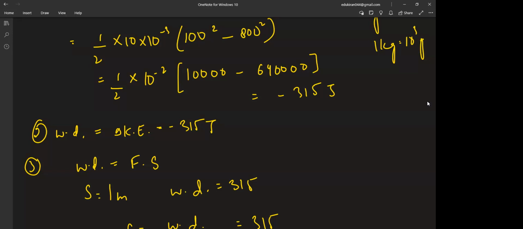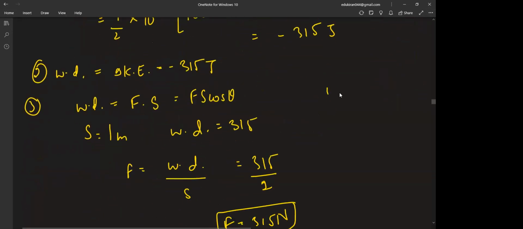Ma'am, only when they provide us with an angle do we use cos theta, right? With the formula F cos theta. See, actually here also, not only when the angle is provided, because the formula is F dot s. So how can you violate it? You have to use F s cos theta, right? Our work done is actually coming minus 315 according to the calculations.